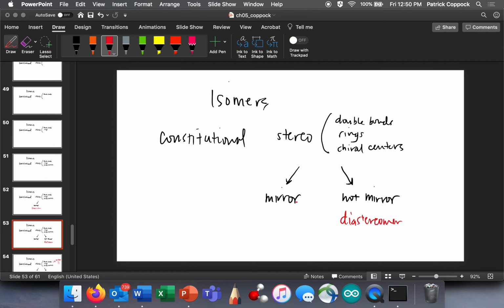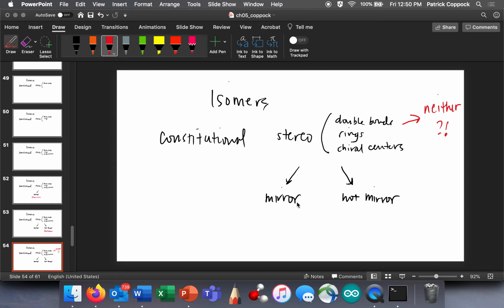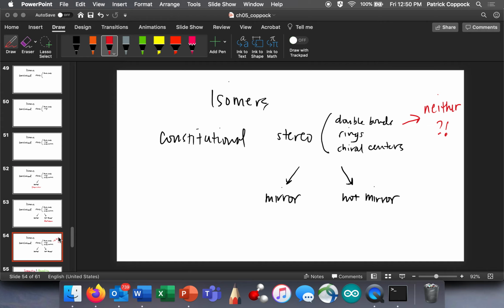Now, I have good news for you. I'm not sure if this will be good news. I have news for you that we also have double bonds, rings, and chiral centers, which are neither. What? Okay, and that's what this section is about. So let's look at it.